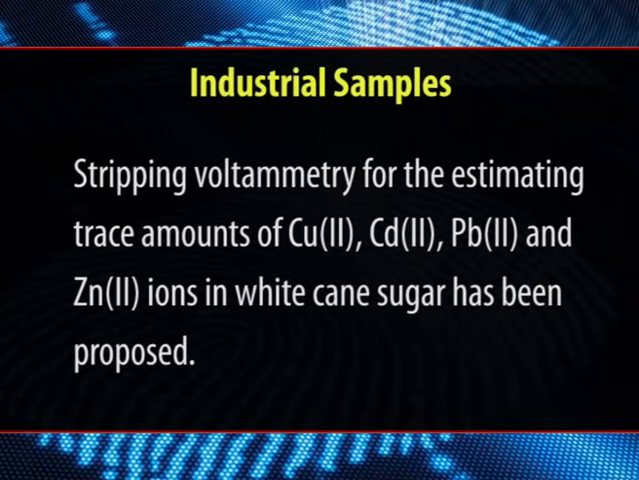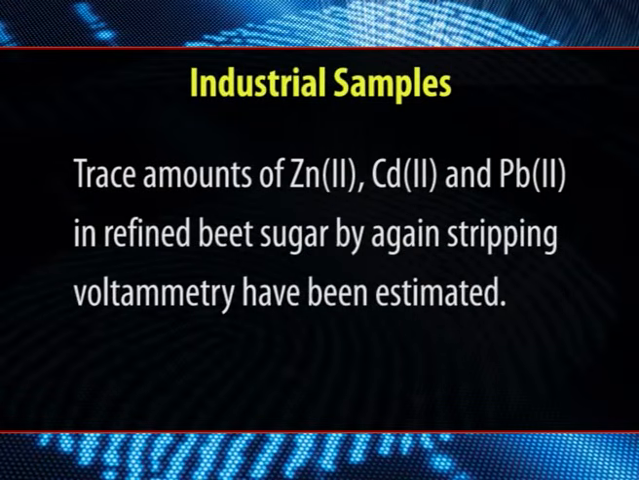Stripping voltammetry for estimating trace amounts of copper, cadmium, lead and zinc ions in white cane sugar has been proposed. Trace amounts of zinc, cadmium and lead in refined beet sugar have also been estimated by stripping voltammetry. Now, let us look at biological samples.